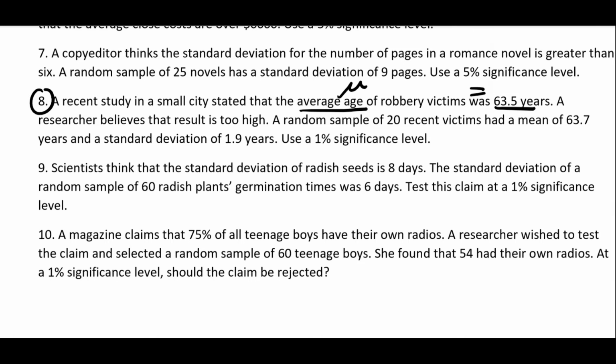Now they're telling you that they think it's too high, which means they really think it should be less than that. So instead of it being greater than, they think it should be less than. A random sample of 20 recent victims had a mean of 63.7 years and a standard deviation of 1.9 years. So a random sample of 20 victims, that's n, had a mean, that's my x bar, of 63.7, and a standard deviation, that's my s, of 1.9. Use a 1% significance level, so that's my alpha.